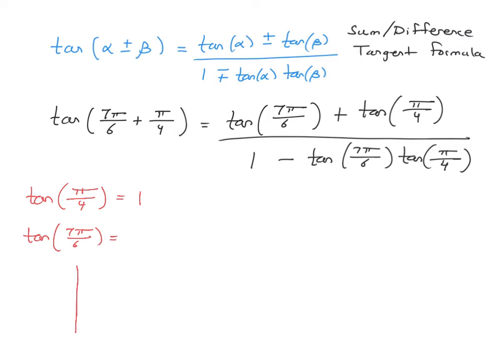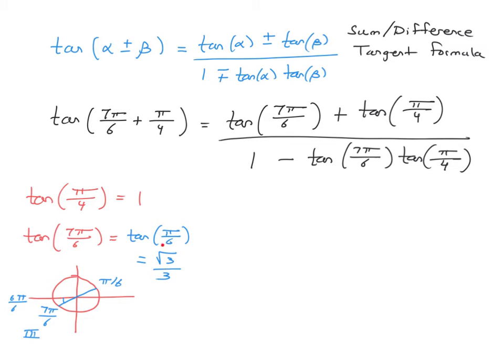I'm going to use a unit circle to help figure this out. So let's see. 7 pi over 6 is here. So again, this is pi, which is 6 pi over 6. So going pi over 6 more takes me to 7 pi over 6. Tangent is positive in the third quadrant, so I'm going to use pi over 6 as a reference angle. So it turns out that tangent of 7 pi over 6 is equal to tangent of pi over 6. And tangent of pi over 6 is equal to the square root of 3 over 3.